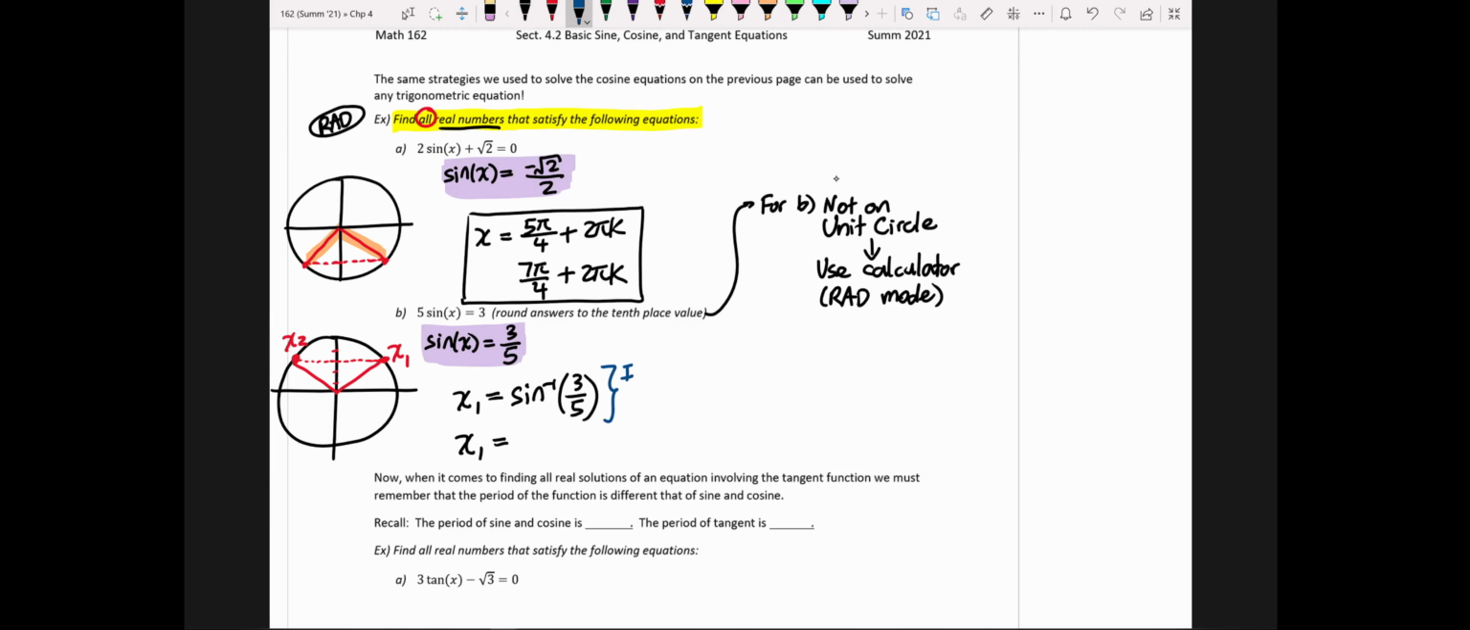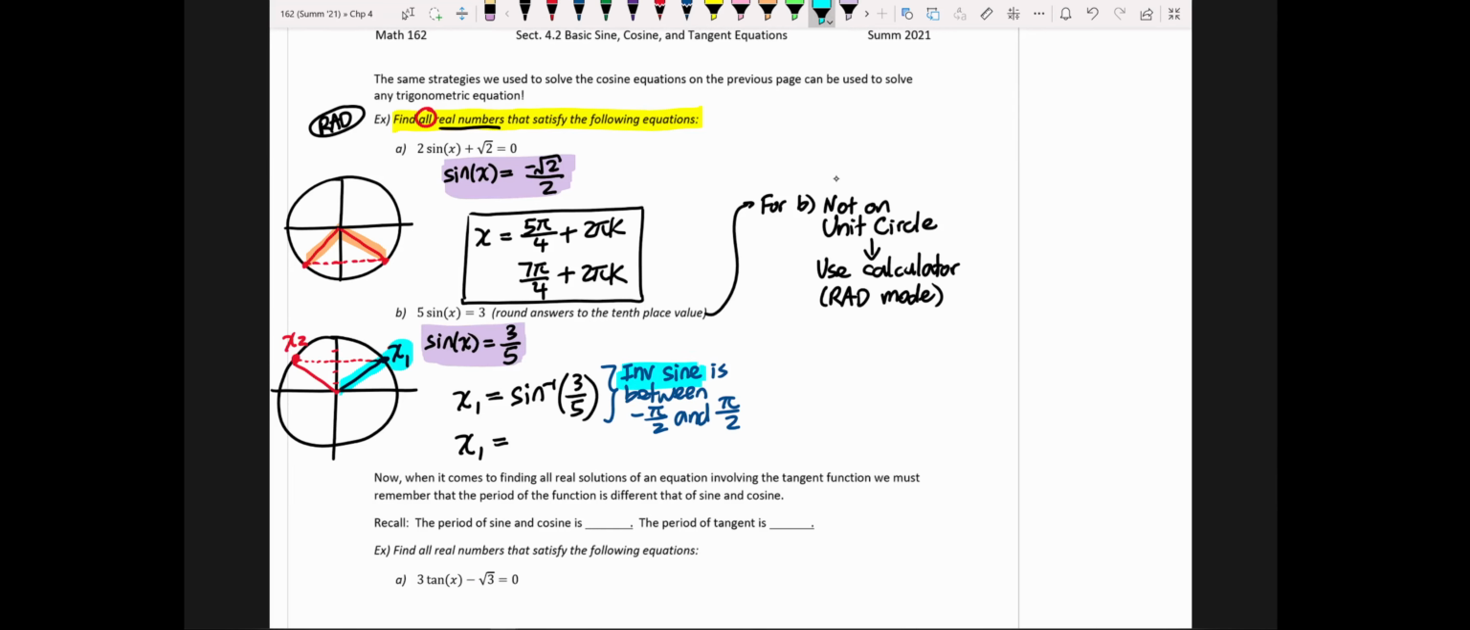Inverse sine gives you the solution between negative pi over 2 and pi over 2. When you draw the circle, we have two solutions, one in quadrant 1, one in quadrant 2. Inverse sine will only give you the solution in quadrant 1. So inverse sine will give you x1.